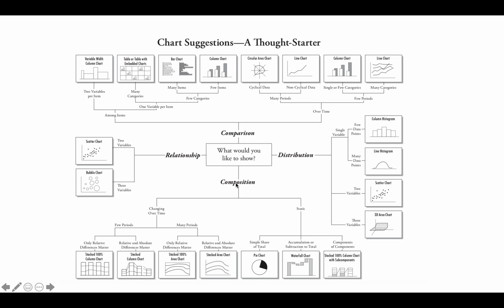If you're looking at the composition and it is not changing over time, it's static, then if the simple share of total is enough for you, you could go for a pie chart, or if you want something more complicated, you can have a waterfall chart, for example. The same with relationship: with 2 variables, a scatter chart; with 3 variables, a bubble chart.